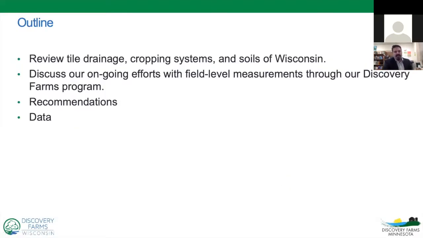What I thought about today is to review the tile drainage, cropping systems, and soils of Wisconsin, just to put some of this in context, and then you can think about how it relates to your soils or regions in Vermont. I want to discuss our ongoing efforts with field level measurements. We have actual edge of field monitoring stations. We're participating with farmers, and we're measuring the actual runoff and tile drainage from farm fields. I also want to scatter in some recommendations for best management practices, and then share some data too. I don't want to make it too data heavy and boring. I'll try to make it as entertaining as possible.